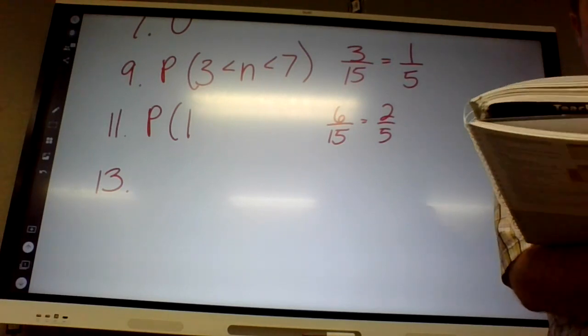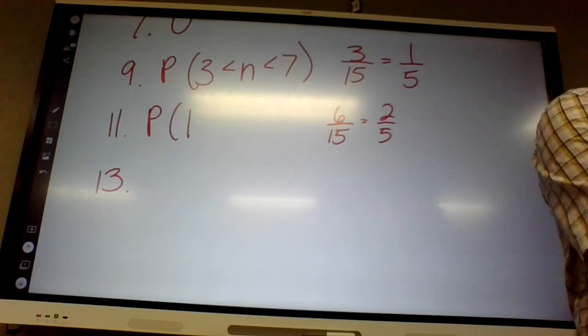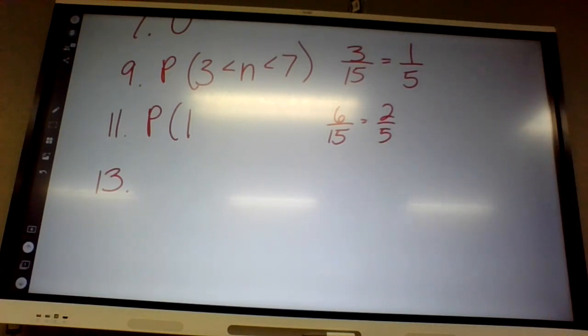Literally. Okay, number 13. Here's your ACT question. A bag contains 3 red balls, 5 yellow, 2 blue. Find each probability when one is drawn at random. So how many balls are there altogether? 10. What's the probability, number 13, of choosing a yellow or red?